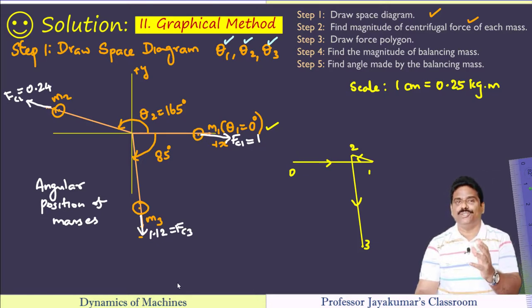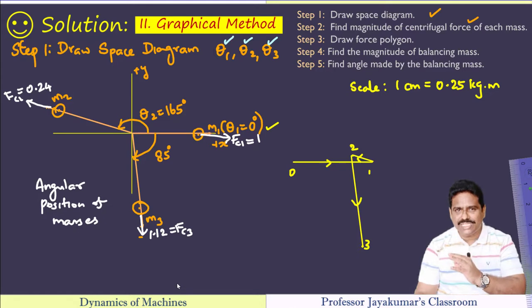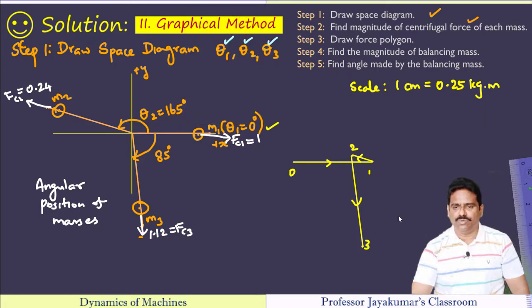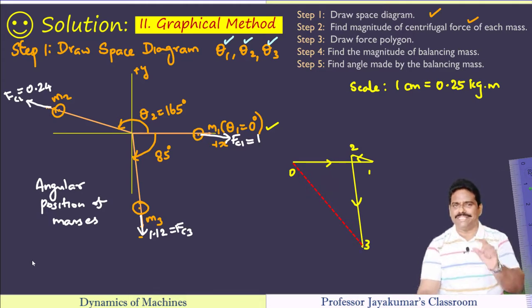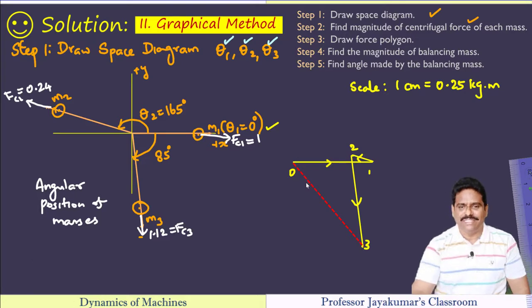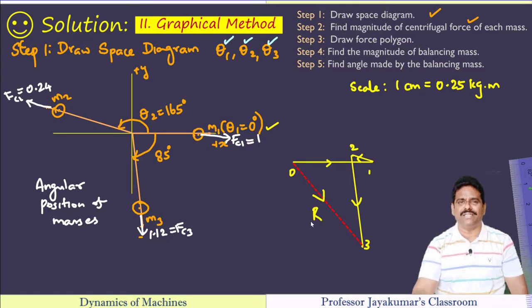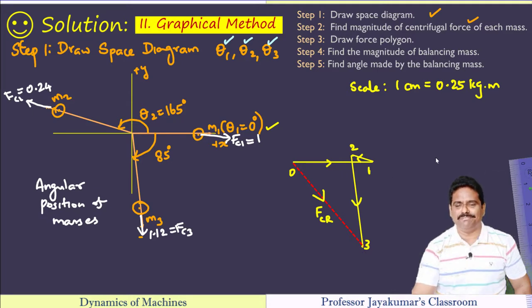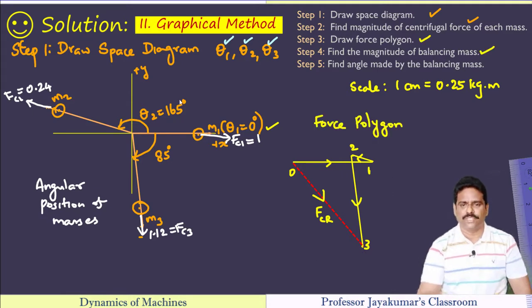So what is the magnitude of out of balance force? That magnitude will be equal to the closing side of the polygon. I'm going to join the first and last point here. What is that? That is the closing side of the polygon. This closing side will give us the value of resultant unbalanced force. By measuring this vector O3 and multiplying by the scale, you will get the answer.